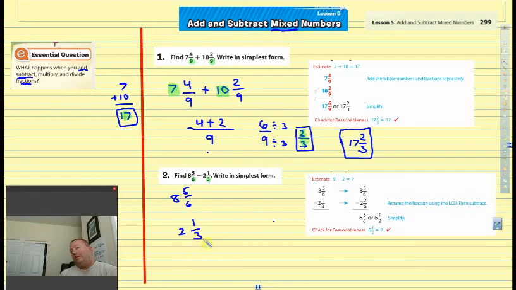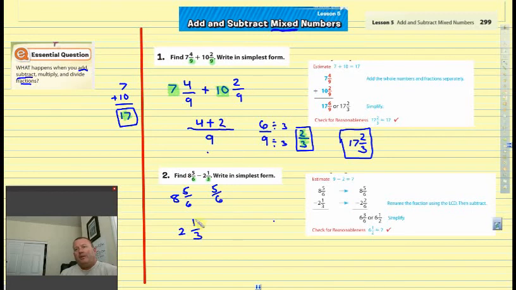Okay, what I need to do is make sure that my fractions have the same denominator, and I'm going to use 6 as the lowest common denominator. Why? Because 6 goes into 6 one time. I'm still going to keep my 5.